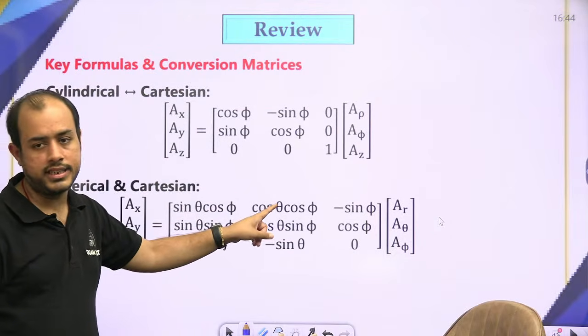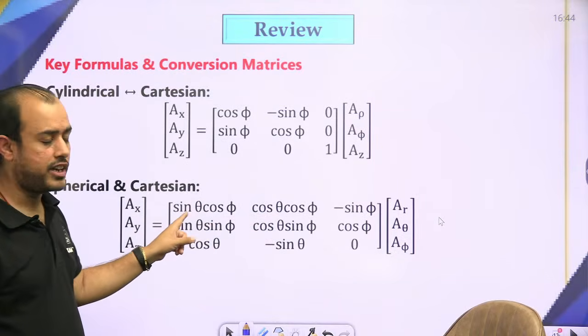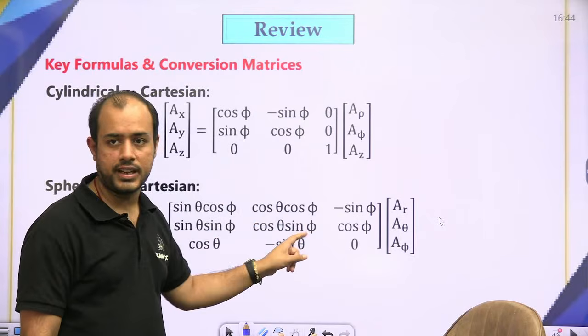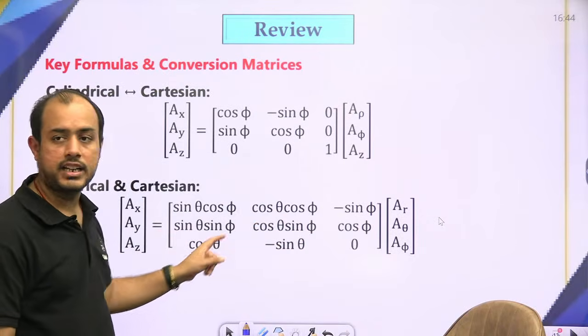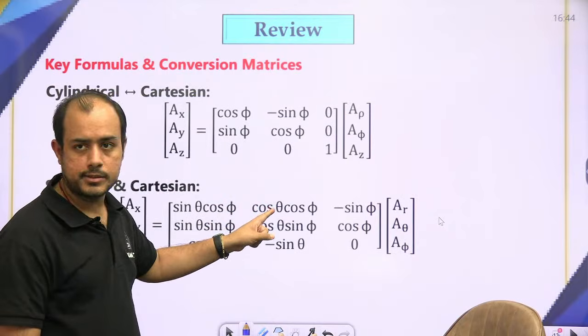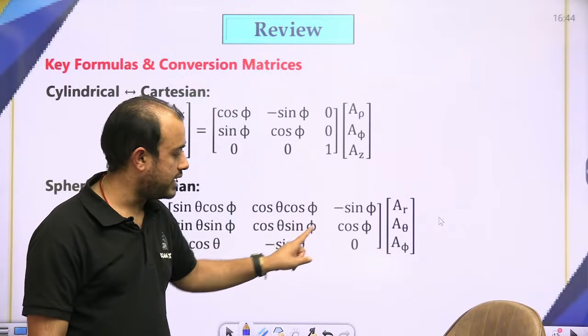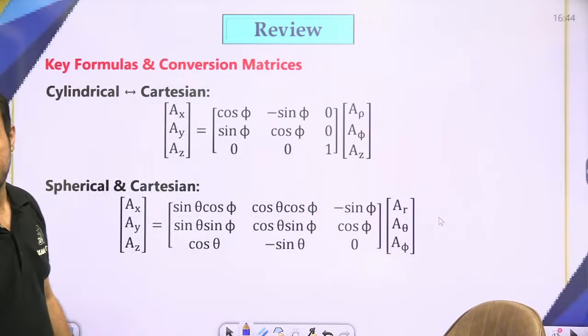Then in Cartesian to spherical, x is r sin theta cos phi. Differentiate with respect to theta: cos theta cos phi. Y is r sin theta sin phi. Differentiate with theta: cos theta sin phi. And z is r cos theta, differentiate with theta: minus sin theta. Then differentiate with respect to phi, keep theta 0, so minus sin phi, cos phi and 0. Okay.